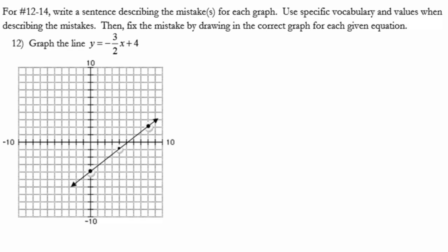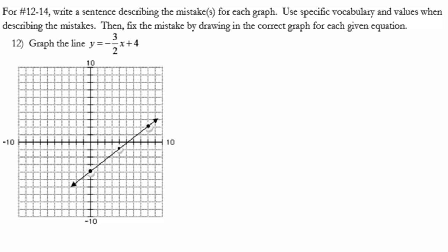Last one is kind of a flashback to your last learning check. It says we want to graph, or the student was asked to graph, the line y equals -3/2 x plus 4, and that's what's appearing on the graph there. And there is an error there. We want to describe what the error is and fix it.